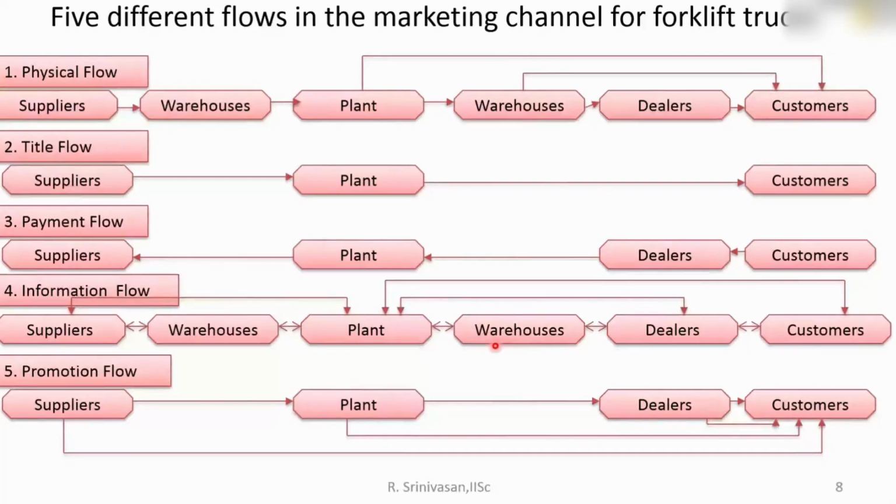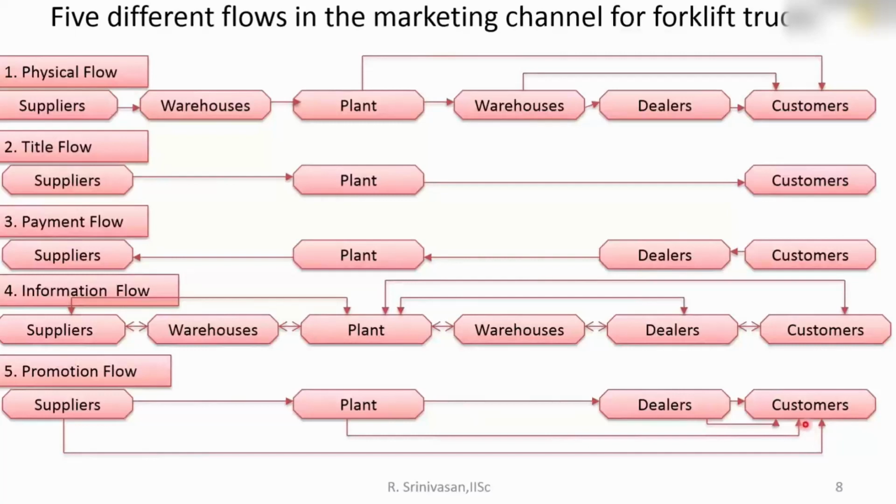The last is the promotion flow. From the suppliers, it can go to the plant, to the dealers, to the customer. If you see, the promotion flow can be from dealers to customers, from customers to plant, from customers to the suppliers, all this. So the raw material supplier gives it to the plant for converting into the final product. The final product goes from the warehouse to the dealers to the customers.